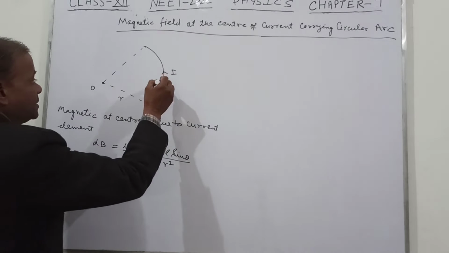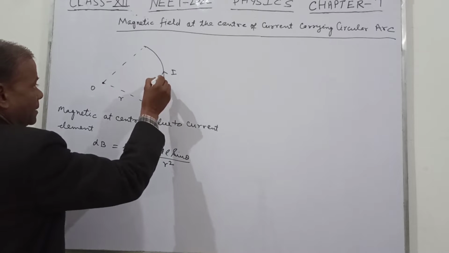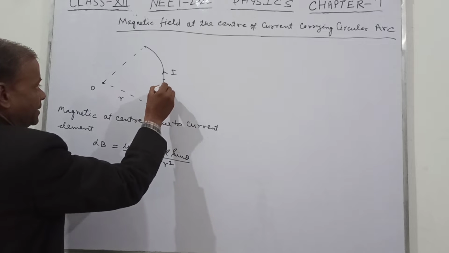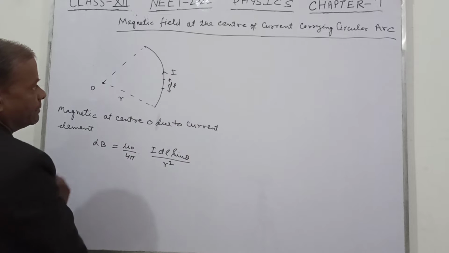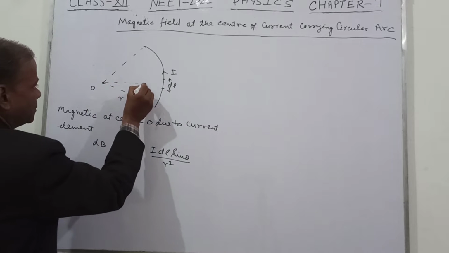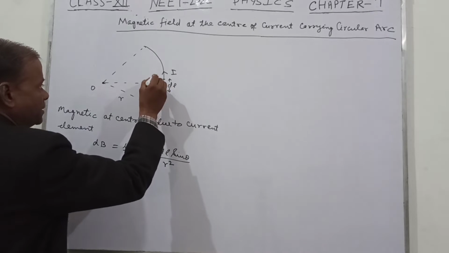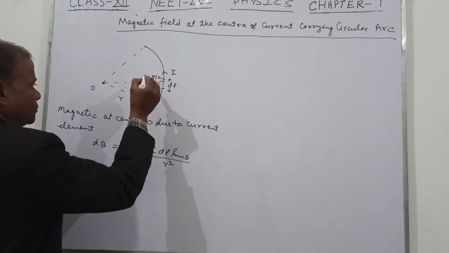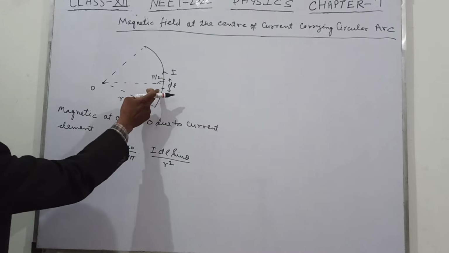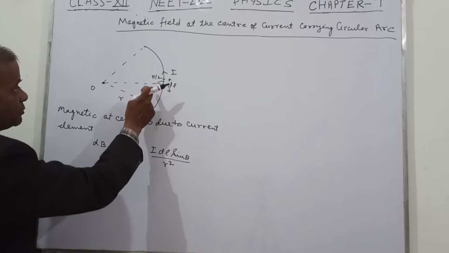So now let us consider a circular arc. Here we consider an element dl. Now if we join this to the center, you will find that this angle is 90 degrees, pi by 2. This is the radius, the distance from this element. So this theta is equal to pi by 2.